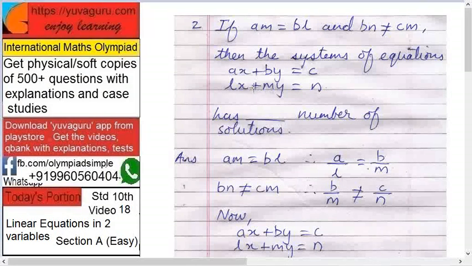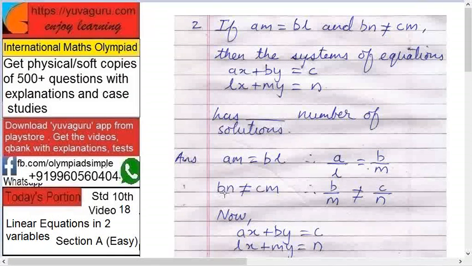Now A and L are what? This coefficient of x and coefficient of y. So the ratio of coefficients of x is equal to the ratio of coefficients of y. Okay, that is satisfied. What did I say earlier? These two should be equal and also should be equal to constants.